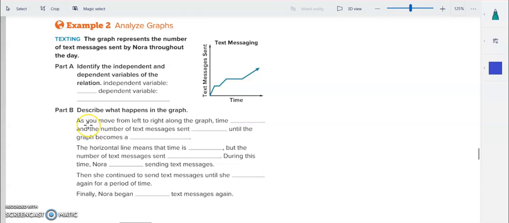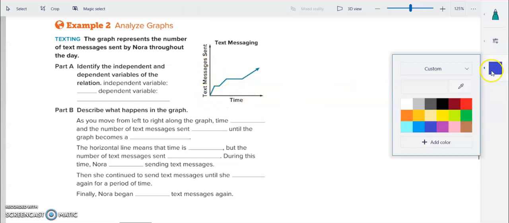Okay, so then the next section here is just asking us to describe what's happening. Right, so this is Nora's text messages sent throughout the day. So I'm assuming here it's a cumulative amount and not an increase in the rate all day. Okay, so as you move from left to right along the graph, time, you could say, progresses or increases, right? As long as you express this idea that time is moving forward. As time increases, so does the number of text messages sent, right?